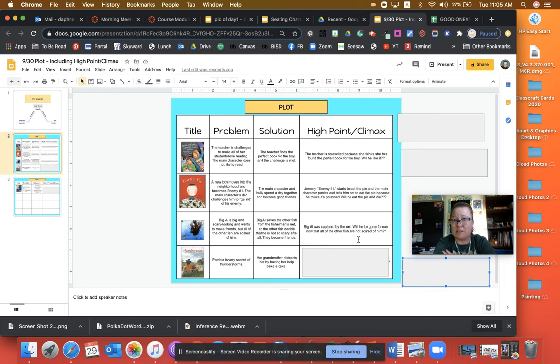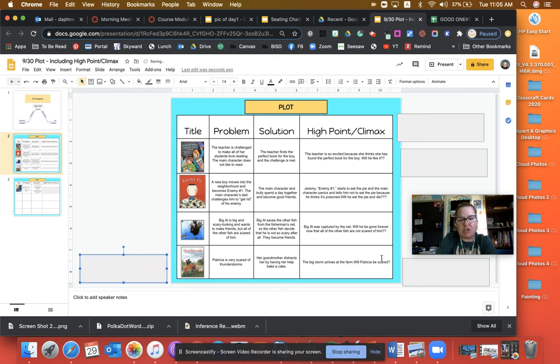He made the other fish see that he's not really scary and mean, and they finally realize that. But then is it going to be over? Is Big Al going to be caught by the fishermen and be gone forever? That's what I decided was the high point, because it's like, oh, he can't be caught forever now. That's no fair, right? So that's what I decided was the high point or the climax of the story.